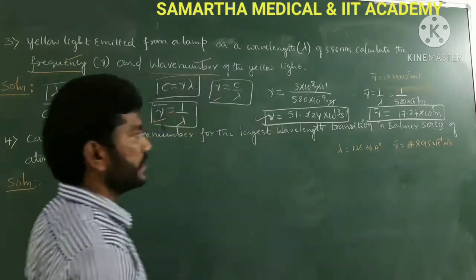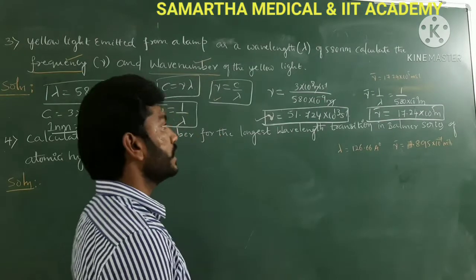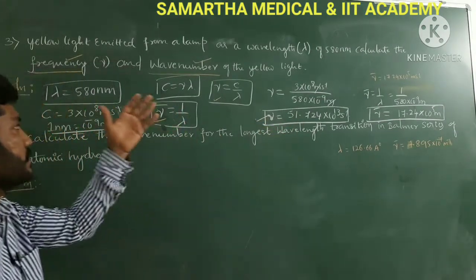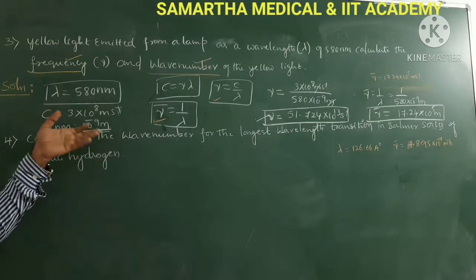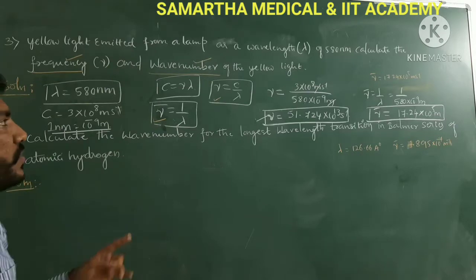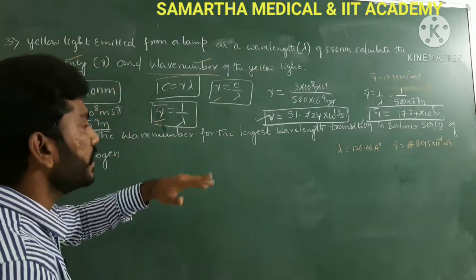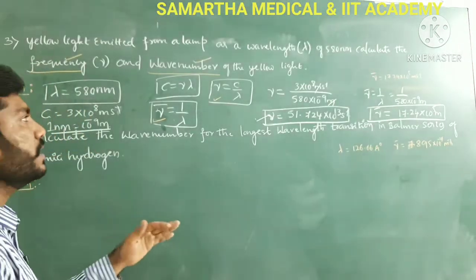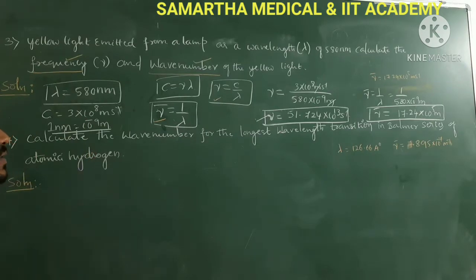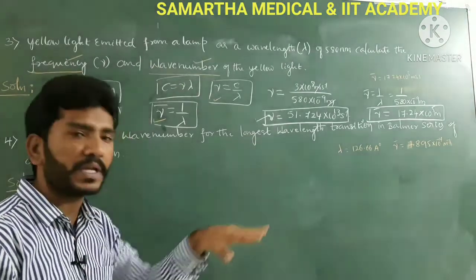So we are calculating the frequency as well as the wave number. The question is: yellow light emitted from a lamp has a wavelength of 580 nanometer. Calculate the frequency and wave number of that yellow light. Yellow light is traveling with the wavelength 580 nanometer, and with its help we calculate the frequency and the wave number.